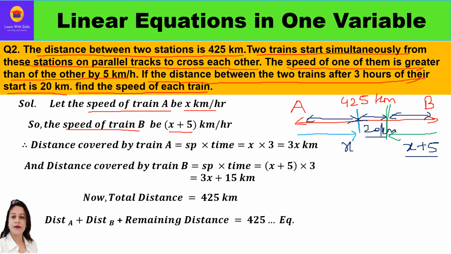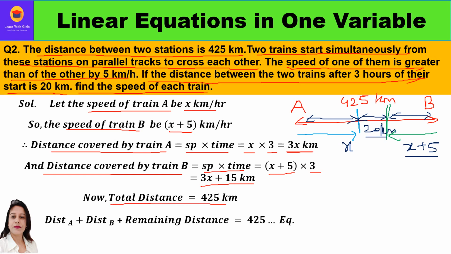Now both the trains have traveled for 3 hours. So the distance covered by train A in 3 hours is speed into time. Speed of train A is X. So X into 3 is equal to 3x kilometers. So 3x kilometers is the distance which is covered by train A. Now they are saying distance covered by train B is again speed into time. Speed of B is x plus 5, time is 3. So it is 3x plus 15 kilometers. So 3x plus 15 kilometers is the distance covered by train B.